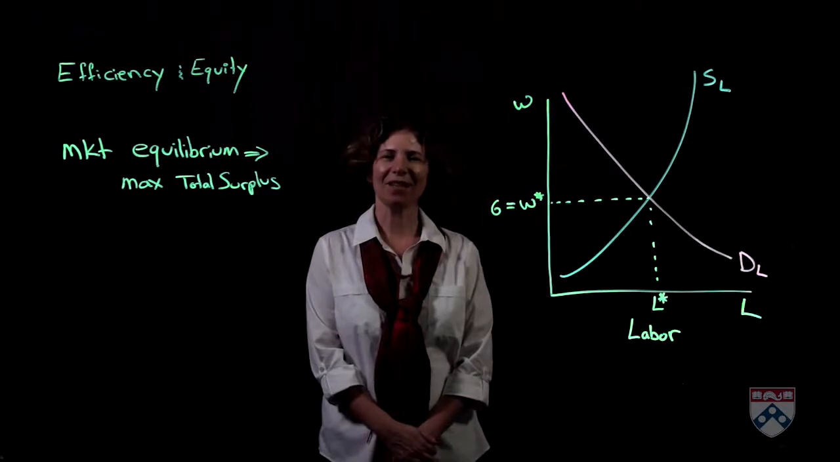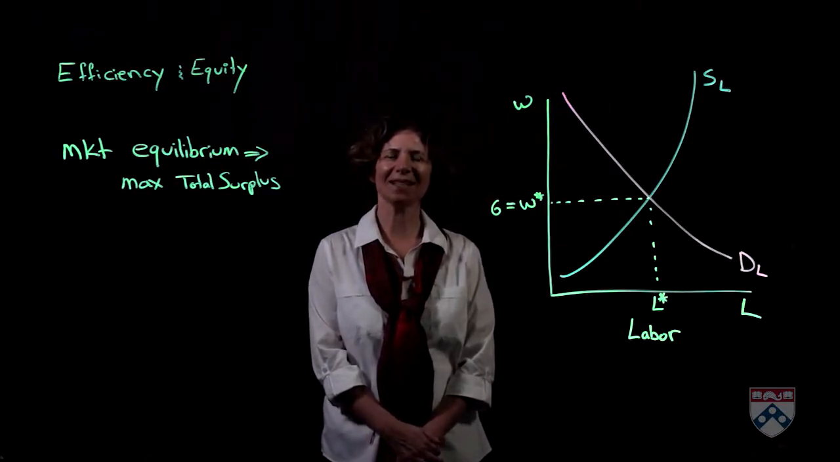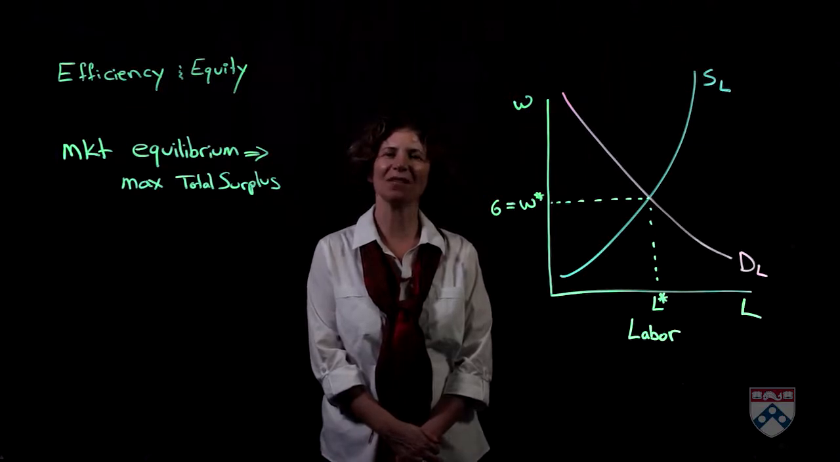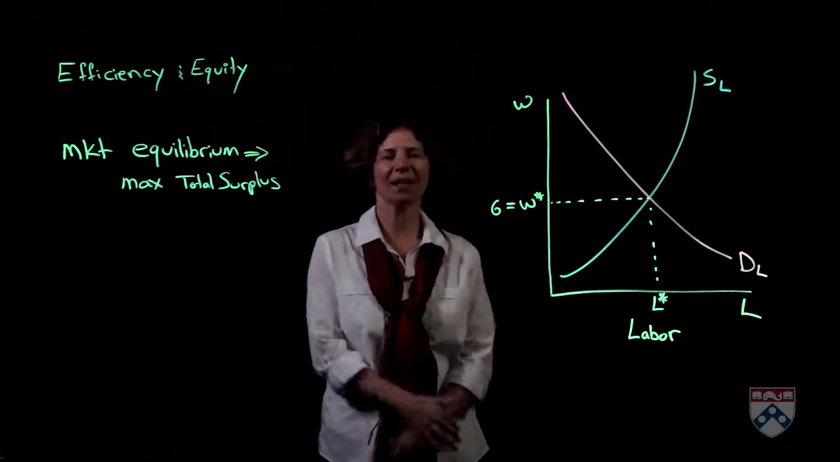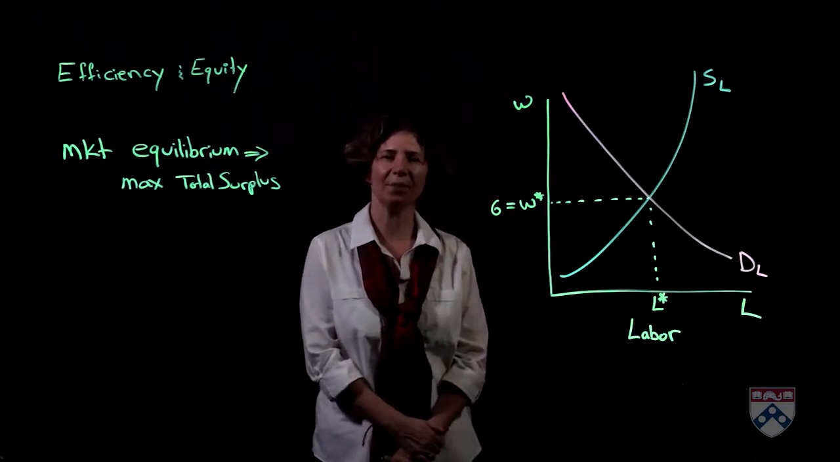Governments often intervene in markets by setting price ceilings, but in some markets they tend to intervene by setting price floors. And the labor market is such an example. So let's think for a moment about a labor market.